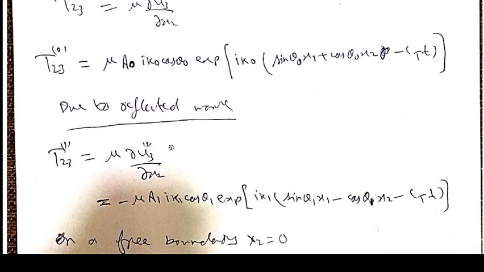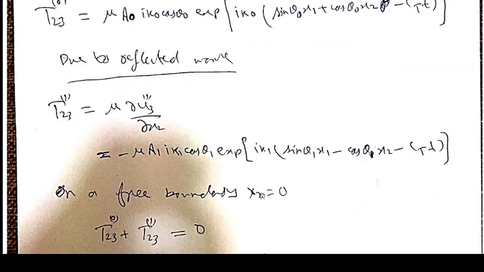Now you will have to do the same thing for the reflected wave. T23 equals mu partial u31 partial x2. Again, the derivative with respect to x2 gives simply minus, because of the minus sign here, minus mu A1 i k1 cos theta1 times the exponential, and this thing.